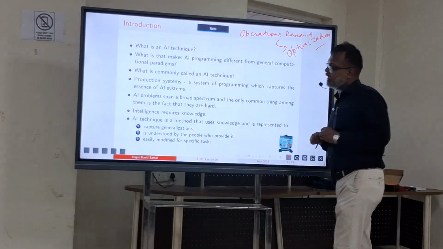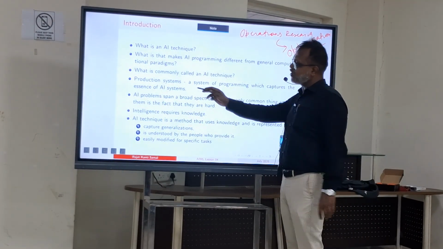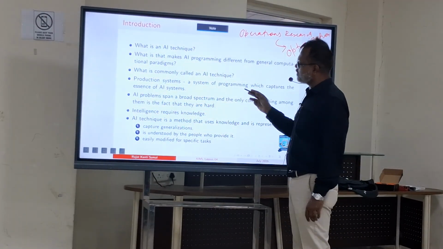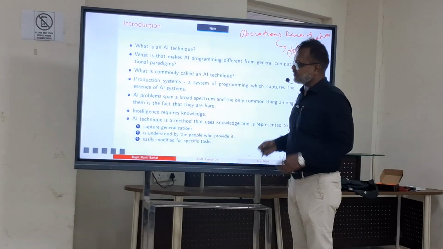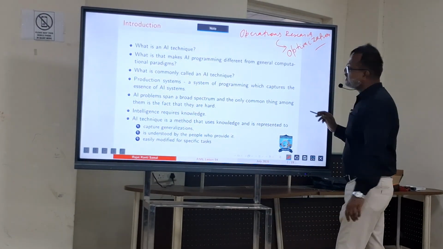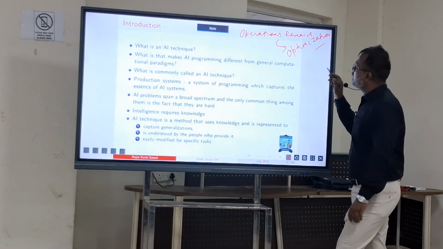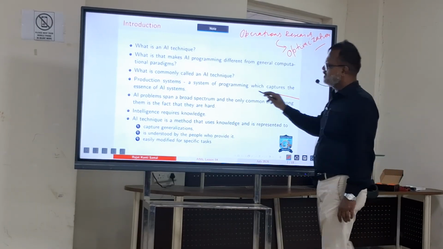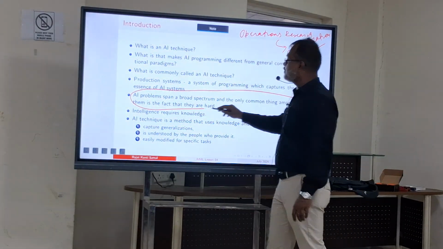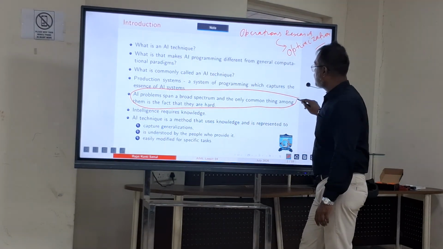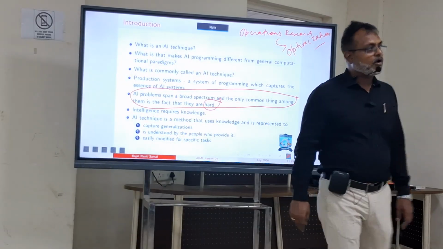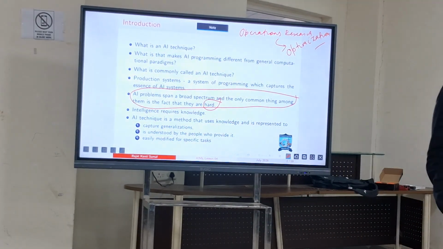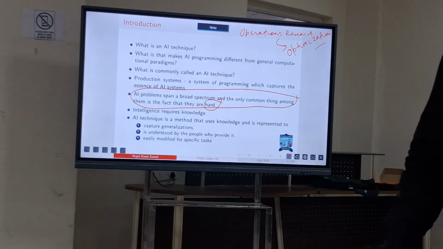So AI search methods came from production systems, a system of programming which captures the essence of AI systems. So what is the difference between AI search and optimization? AI problems span a broad spectrum, and the only common thing among them is that they are hard. So the solution is not that obvious. What is the requirement of an optimization problem?